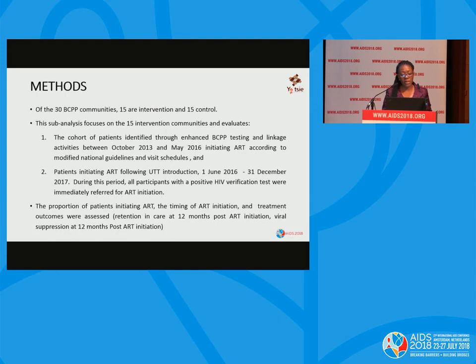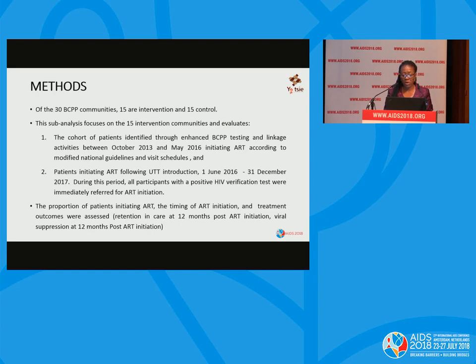BCPP operated in 30 communities, 15 being intervention and 15 control. This sub-analysis focused on the 15 intervention communities and evaluates, 1, the cohort of patients identified through enhanced BCPP testing and linkage activities between October 2013 and May 2016, initiating ART according to the modified national guidelines and visit schedule. And 2, patients initiating ART following UTT introduction, 1st June 2016 to 31st December 2017.